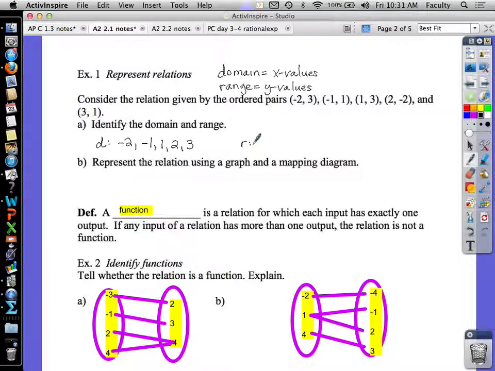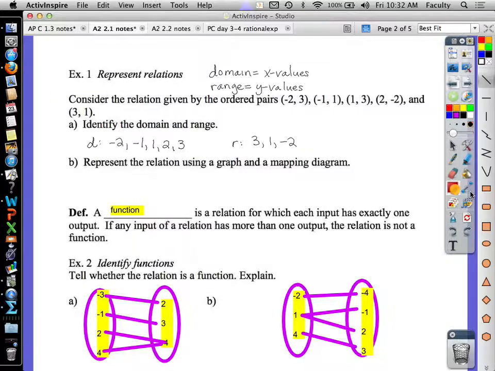Now the range are the y values. So I'm going to put 3, 1. Now you don't put 3 again. You don't repeat numbers. Then I have a -2, and then I don't need to put the 1 again. So my range is only 3, 1, -2. It says represent the relation using a graph and a mapping diagram.